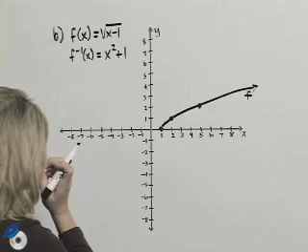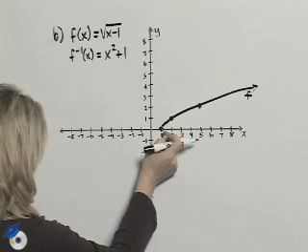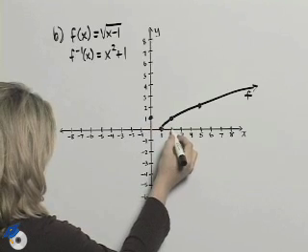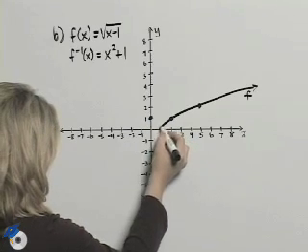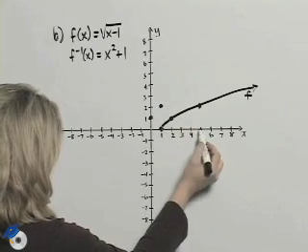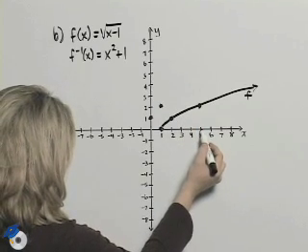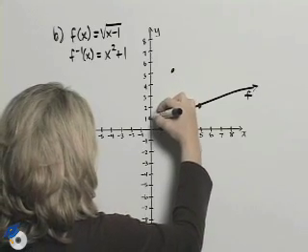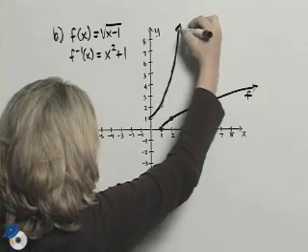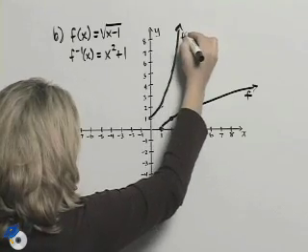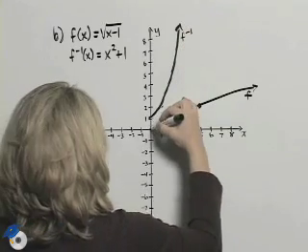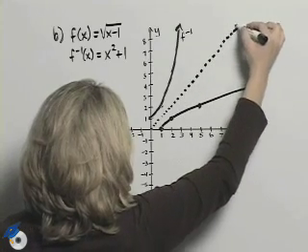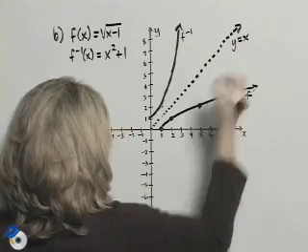So for example, this point is (1, 0), so on the inverse it would be (0, 1). This point is (2, 1), so on the inverse it would be (1, 2). And finally, this point is (5, 2), so on the inverse it would be (2, 5). I can then connect those points to draw the graph of f inverse. Again, it's worth noting that those two graphs are symmetric about the line y equals x.